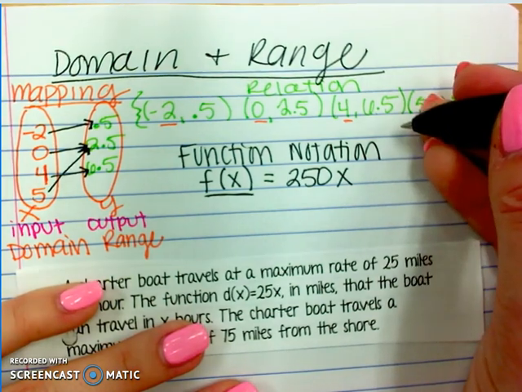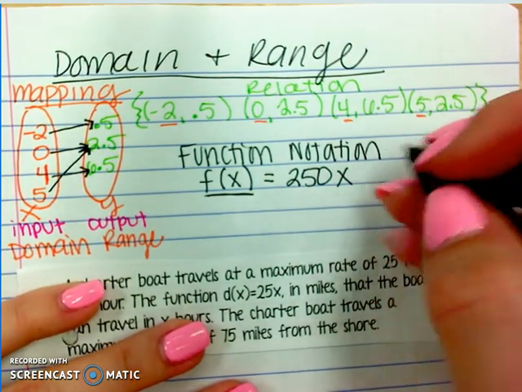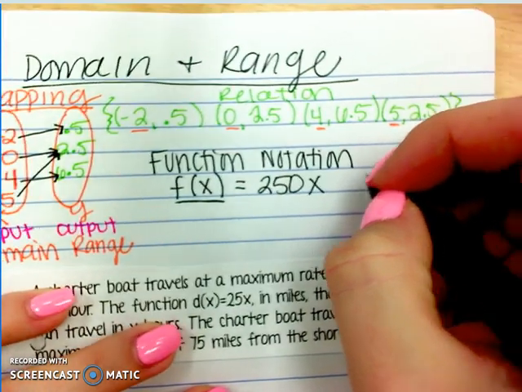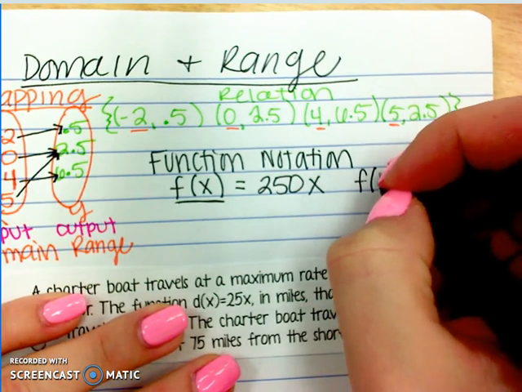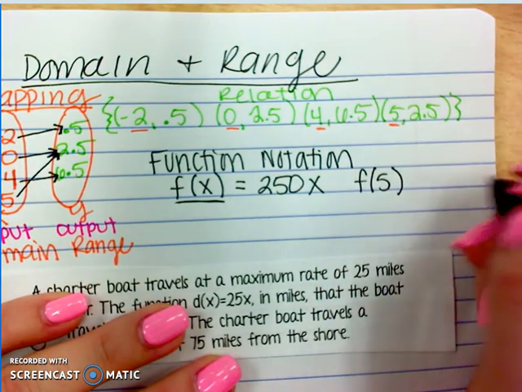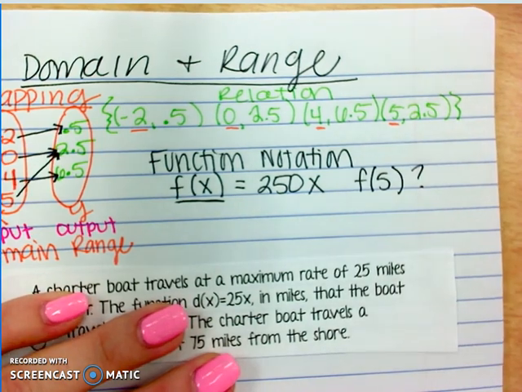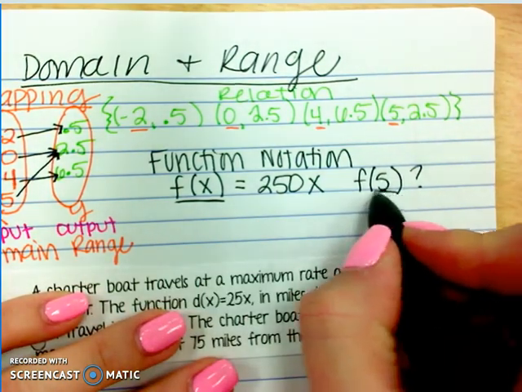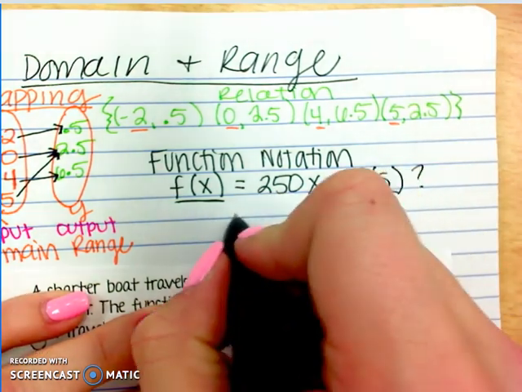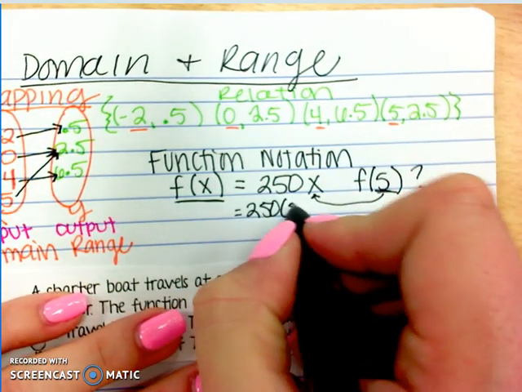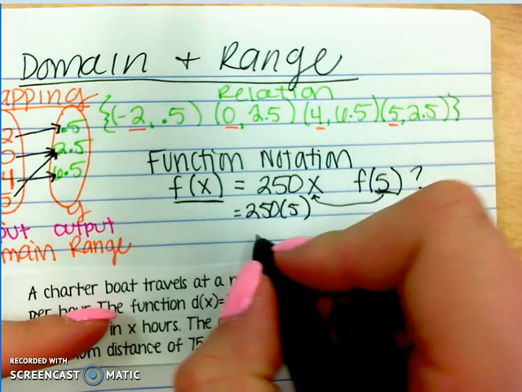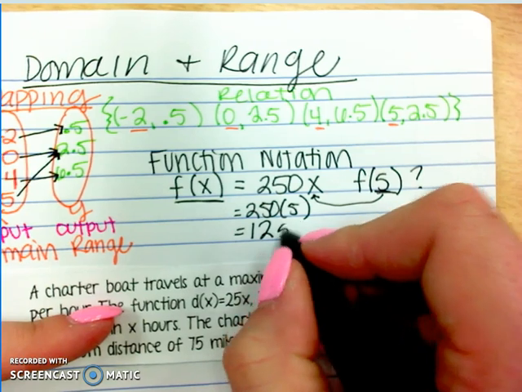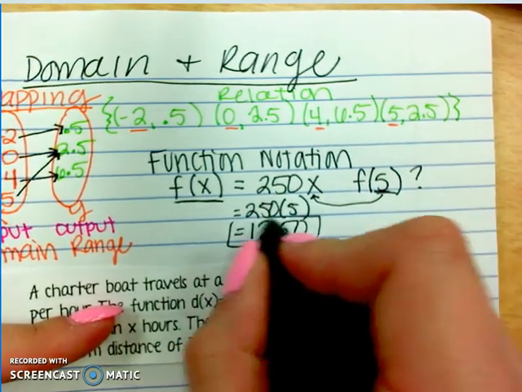If I gave you this function notation and said, what is f of 5? That means substitute 5 in for x. 250 times 5. So f of 5 is 250 times 5, which is 1250. Just substituting.